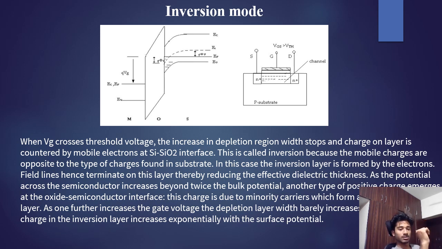As the potential across the semiconductor increases beyond twice the bulk potential, another type of charge emerges at the oxide semiconductor interface. This charge is due to minority carriers, which form an inversion layer. As one further increases the gate voltage, the depletion layer width barely increases, which in turn causes the charge in the inversion layer to increase exponentially with the surface potential.